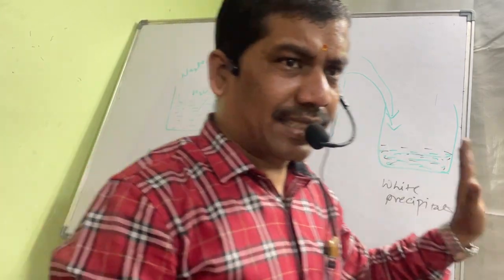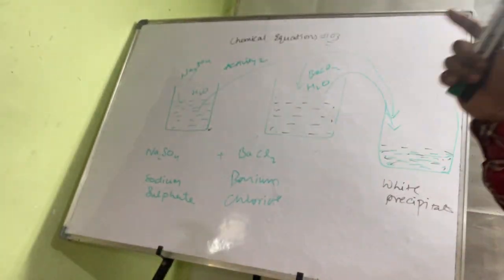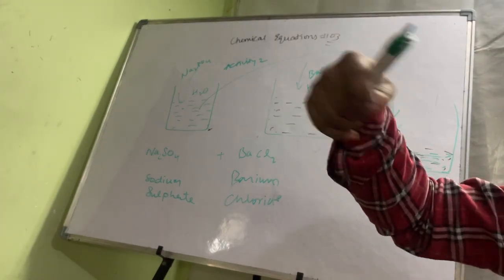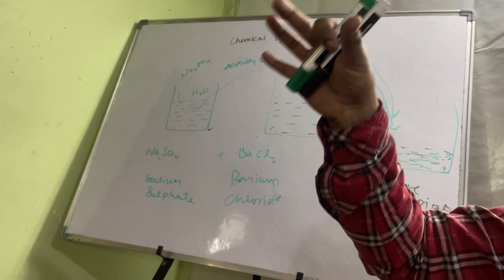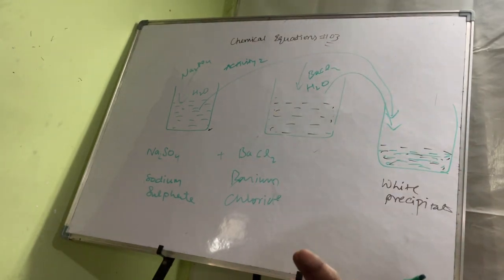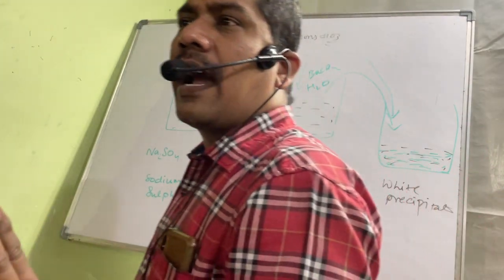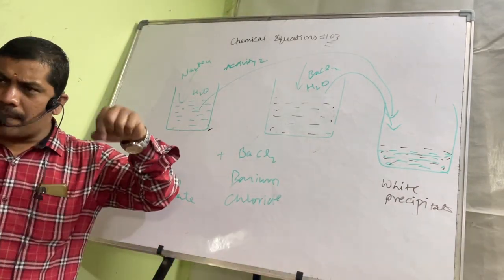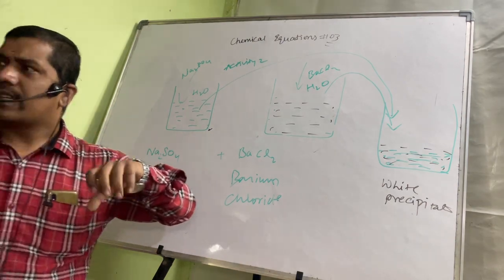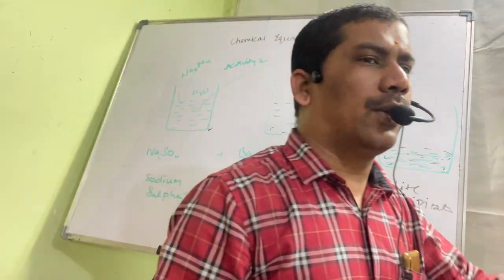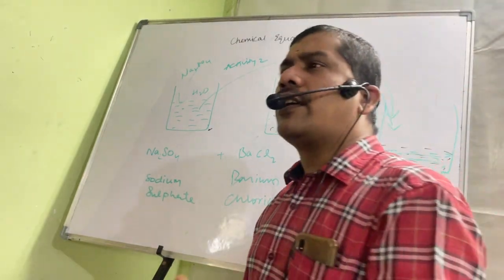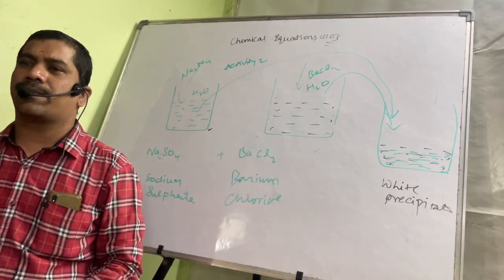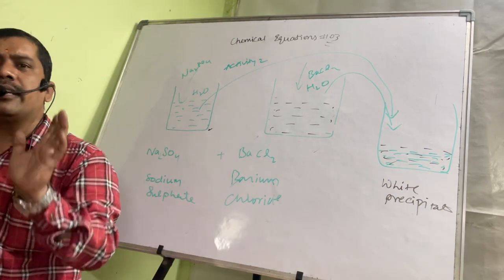So understood activity? Take one beaker, add 100 ml of water. In that add sodium sulfate, mix it thoroughly, dissolve it. Then you will get sodium sulfate solution. Take another beaker, add 100 ml of water, add some amount of barium chloride, mix it thoroughly, dissolve it, and then you will get barium chloride solution. Clear? Now take one empty beaker. In that you add some amount of sodium sulfate solution and some amount of barium chloride solution.